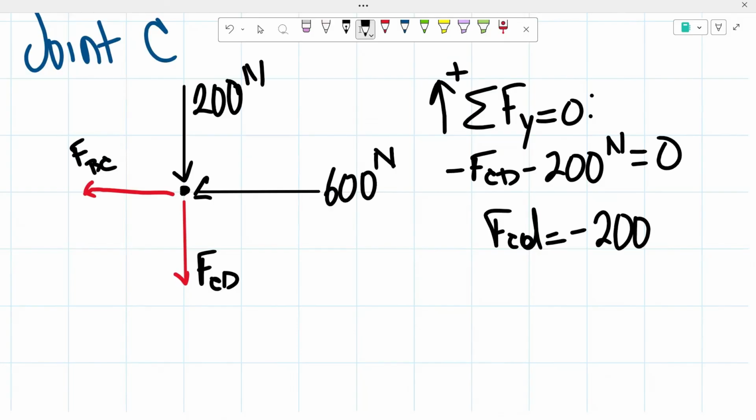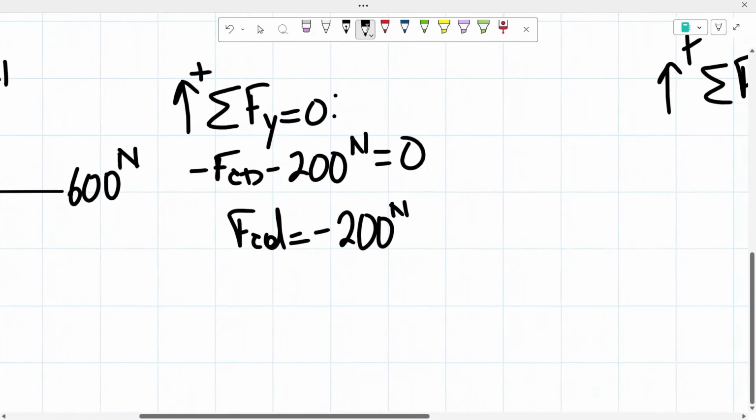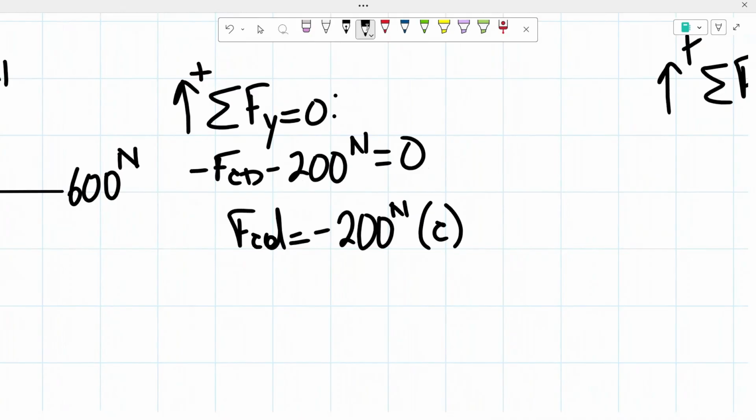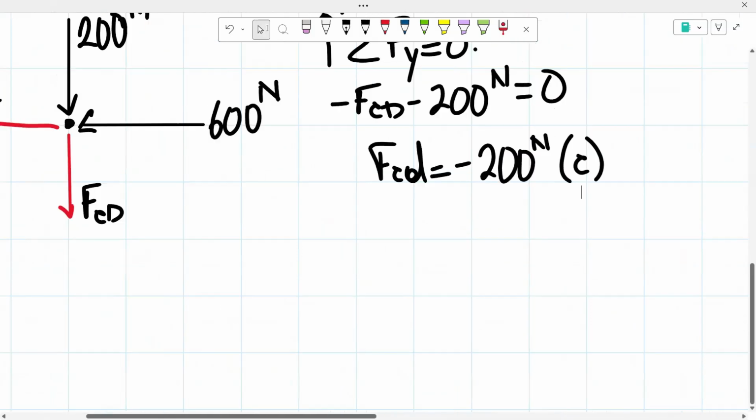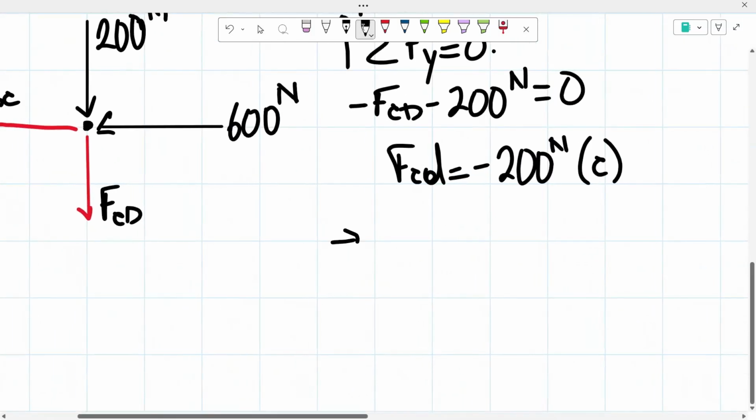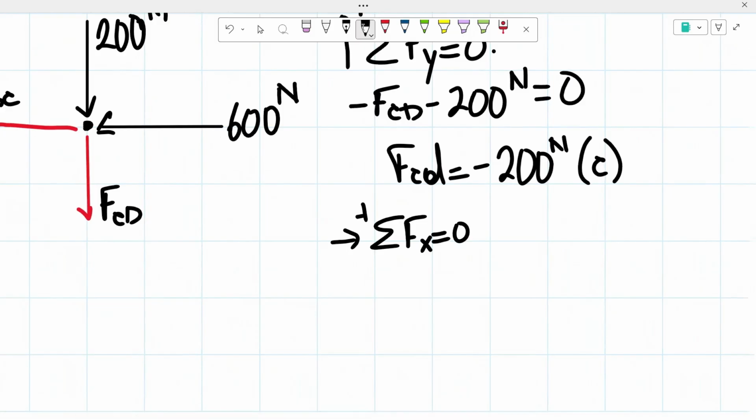200 newtons. And since we got a negative number, remember, when you end up getting a positive number, that means it's going to be in tension. A negative number means it's going to be in compression. So we know that CD is in compression. Now we're going to take the sum of our forces in the Y direction. Sorry, in the X direction.